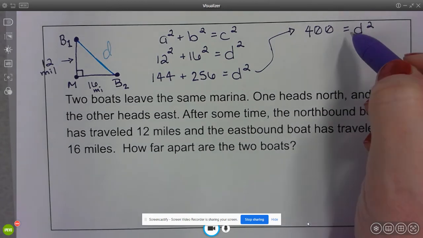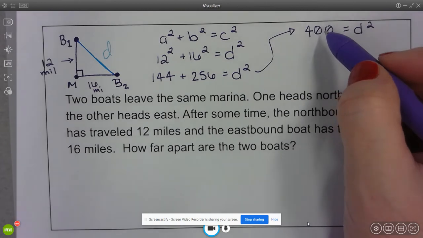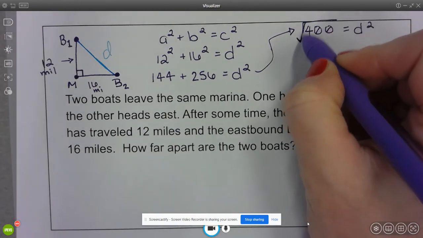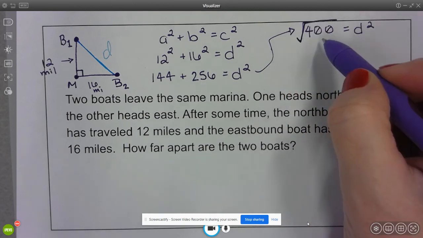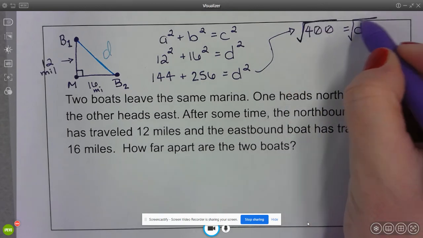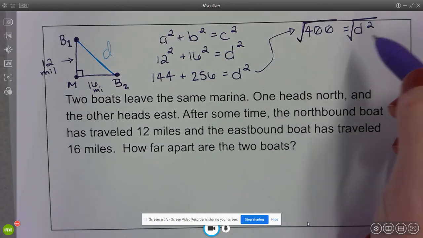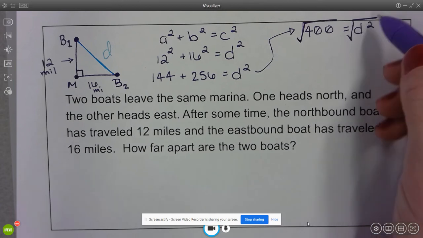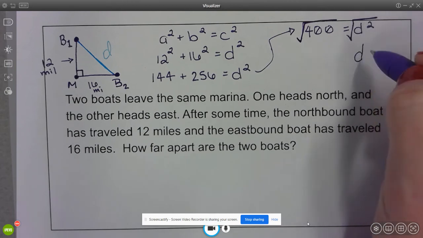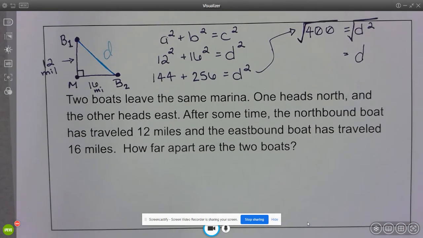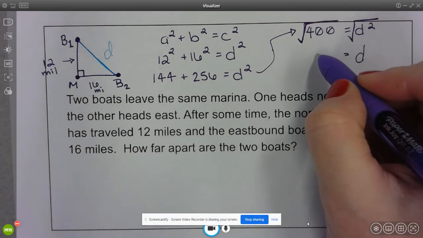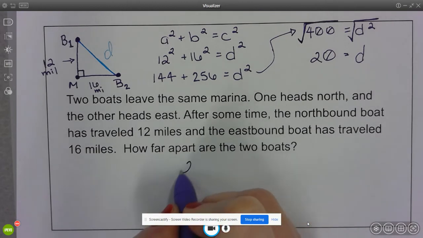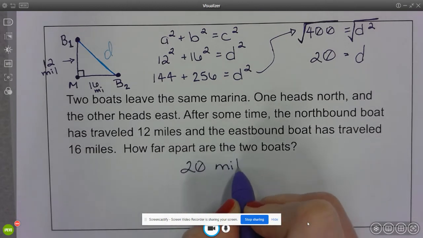Now, if I want to know what number squared gives me 400, what I can do is take the square root of 400, because square root is the opposite or inverse operation of squaring. If I take the square root of D squared, I'm left with just D. And the square root of 400 gives me 20. So this tells me that the boats are 20 miles apart.